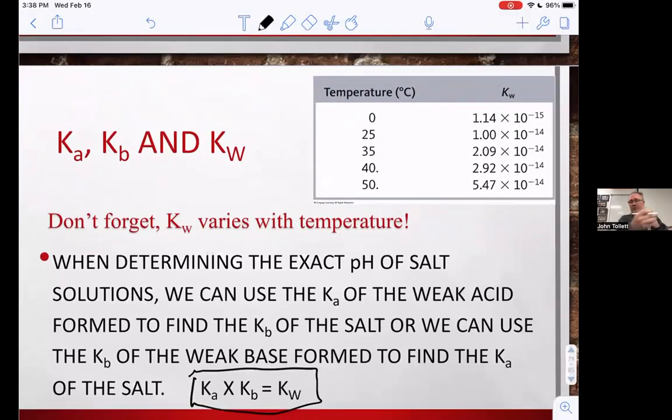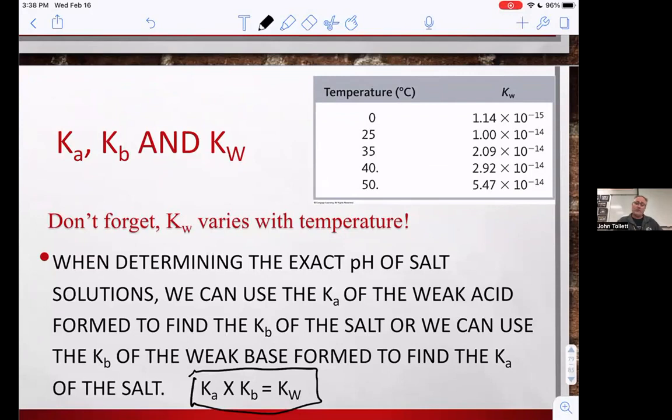Up at the top, it's showing you different Kw values. We'll actually use the one down from the top at 25 degrees C, which is 1 times 10 to the minus 14. I don't think we'll use any significant figures with that. We use the significant figures from the Ka or Kb from the parent that we have originally.